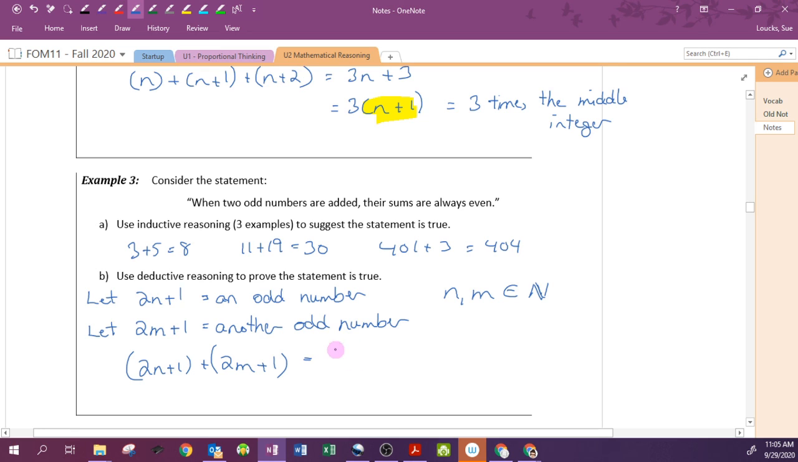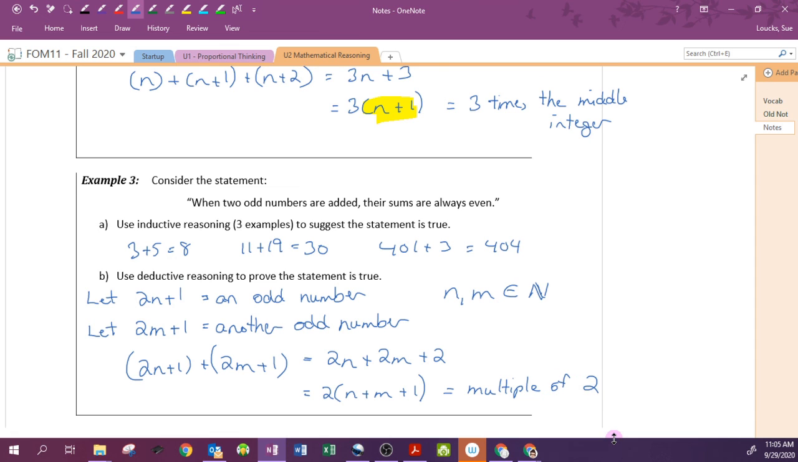All right, so if I add these, I get 2n plus 2m plus 2, which I can then factor, and that becomes 2 times (n plus m plus 1). Those brackets are essential because now I know that this number is a multiple of 2. Right? Because it's 2 times whatever n was plus whatever m was plus 1, which is going to be, therefore, an even number.